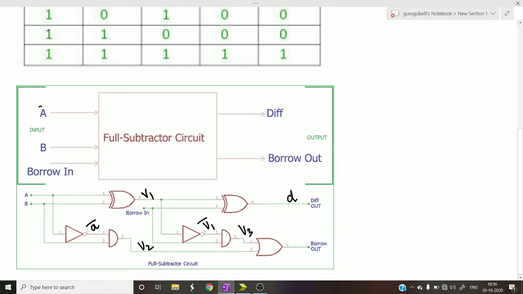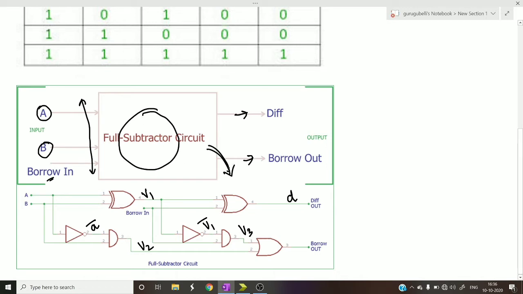These three are the input terminals A, B and borrow in. Borrow in can be assumed as the borrow out of the previous stage. So irrespective of those, you just assume three inputs, and difference and borrow out would be my outputs. The entire circuit would lie in this. Now if you look at the structure of this full subtractor, it is somewhat like this.